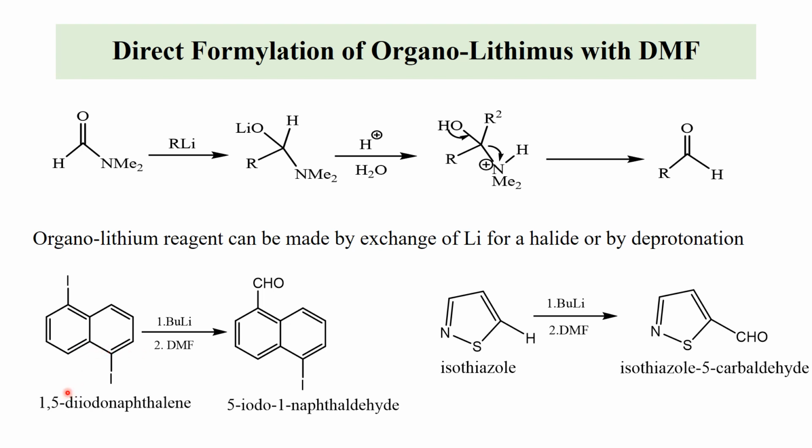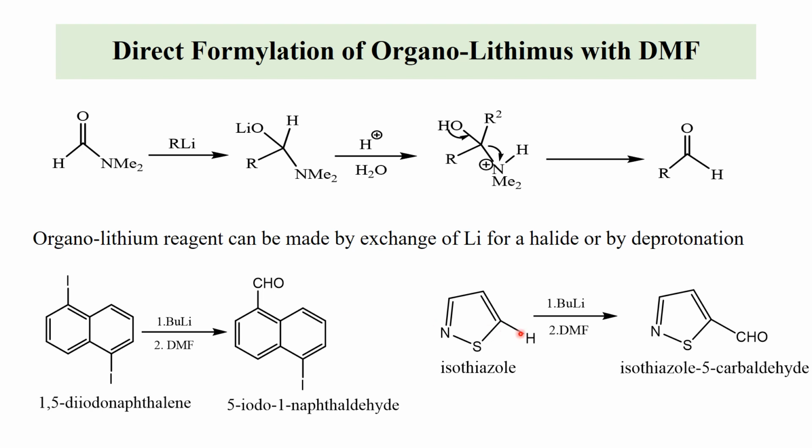For example, we have 1,5-diiodonaphthalene. When it reacts with butyl lithium and DMF, one iodine is replaced and formyl group is attached on the naphthalene. Mechanism will be: this iodine atom will be replaced by lithium, and then the carbon of naphthalene will attack on carbonyl of DMF and the formylation will occur.